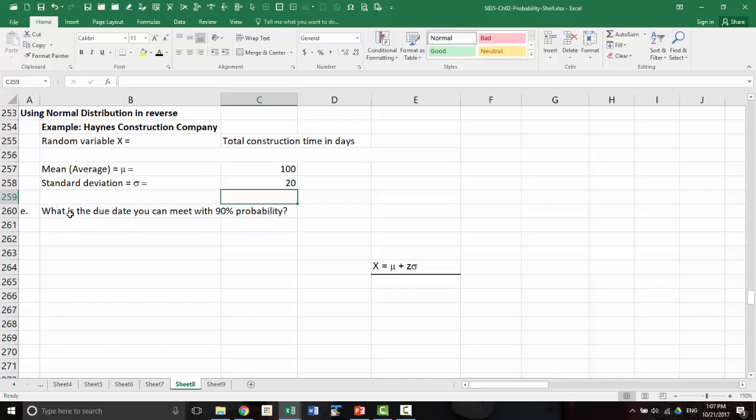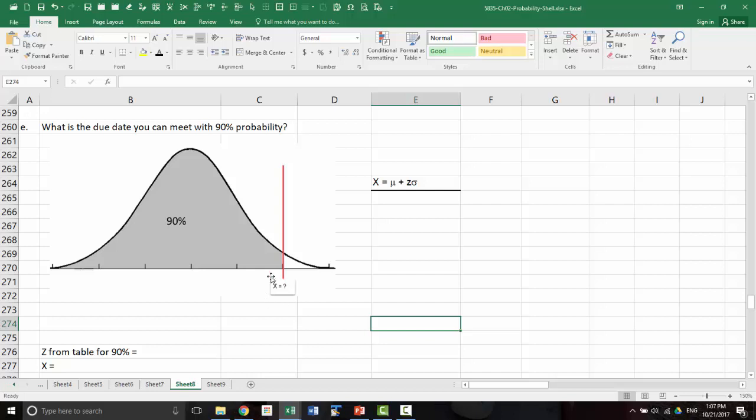Suppose we want to set a due date such that you will have 90% probability of meeting the due date. So in other words, what is the x value such that the cumulative probability for that x is equal to 90%? We want to know what that x is so that you set the due date there. The probability that you will finish the construction within that date is 90%.